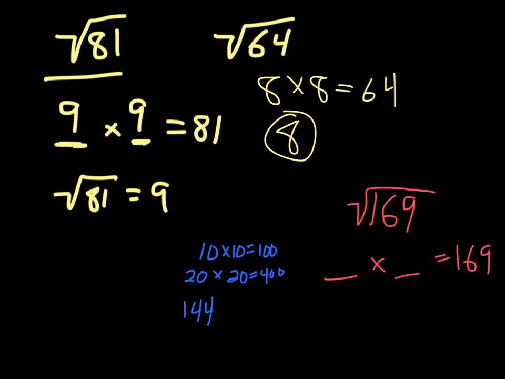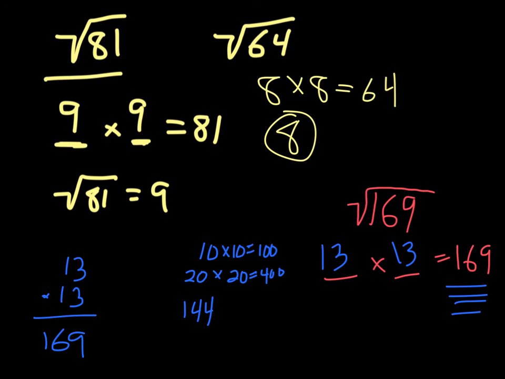Now that's getting pretty close to that 169 that I'm looking for. So what I would do is I would do 13 times 13. And if I did that and I multiplied it out, I would get 169. So by using what I know, I could figure out what the square root of 169 is. And so in this case, it would be 13.